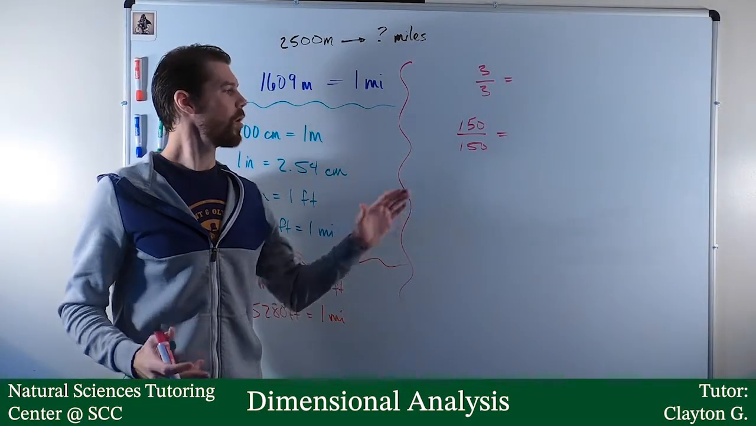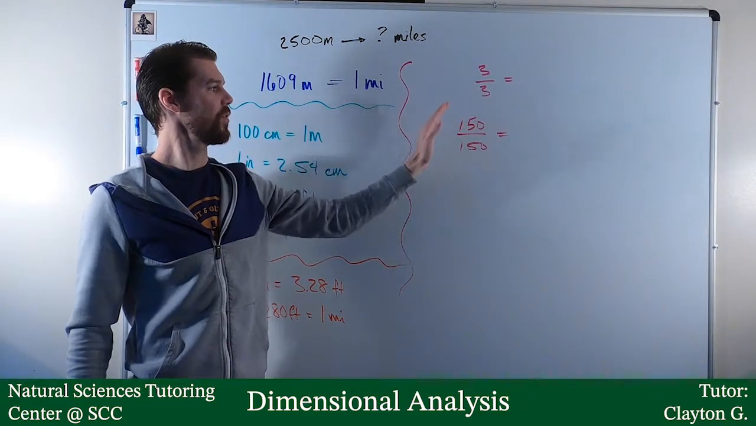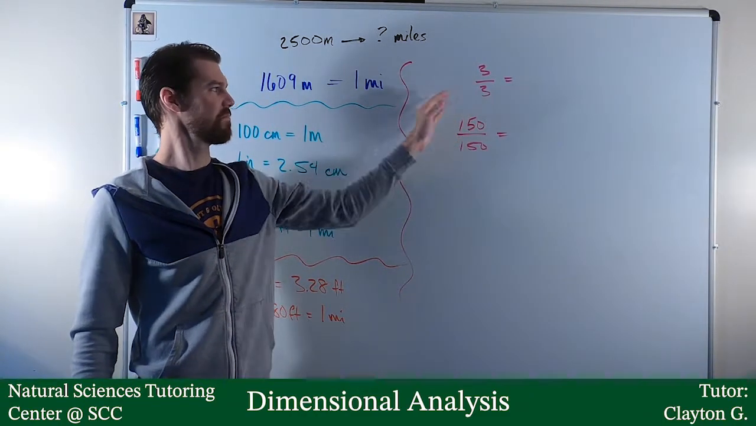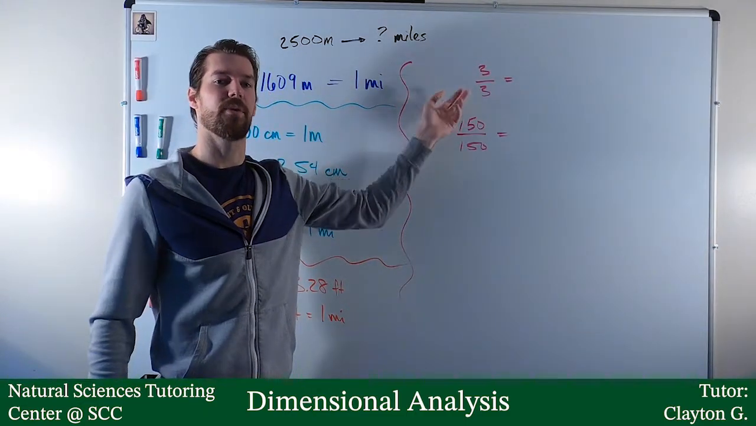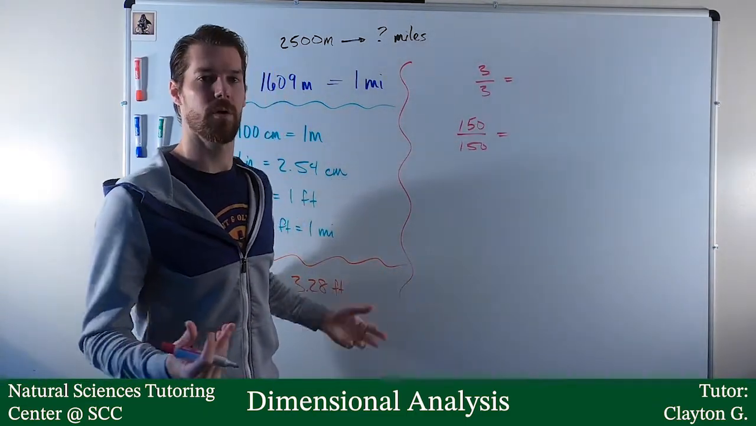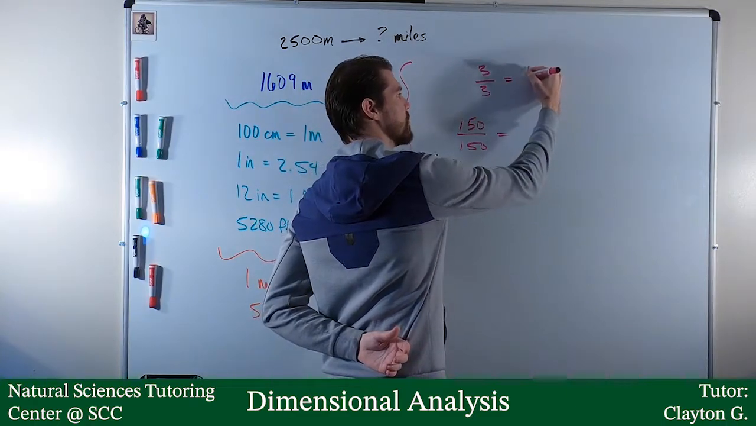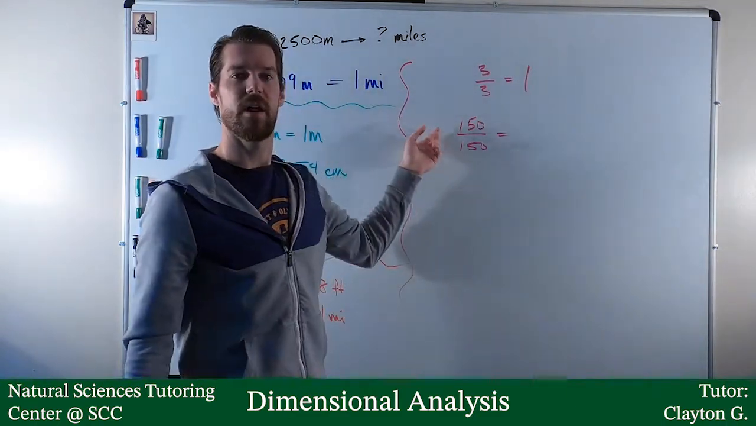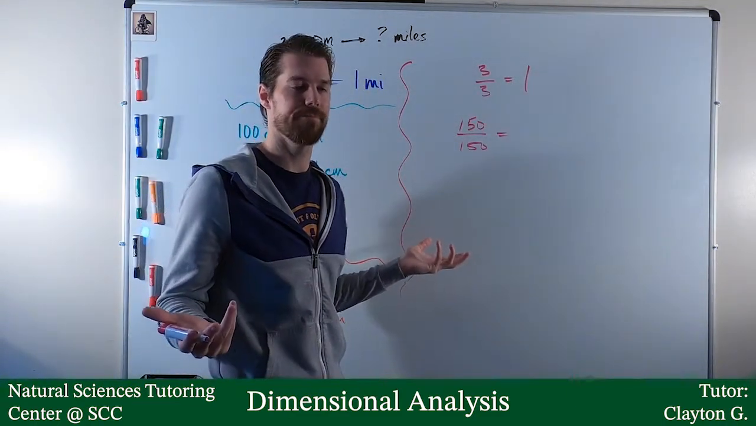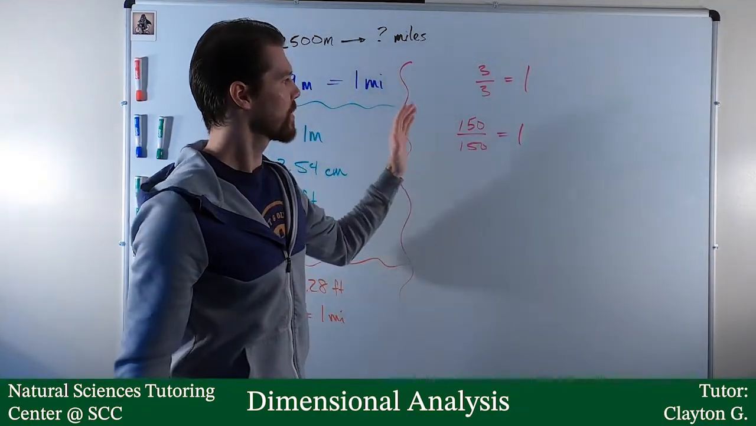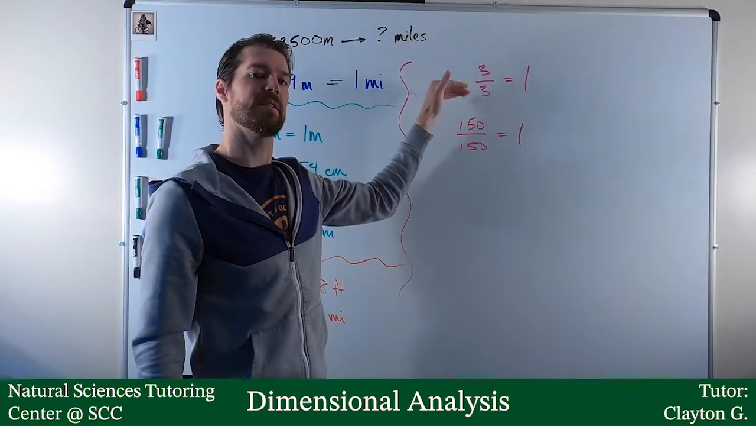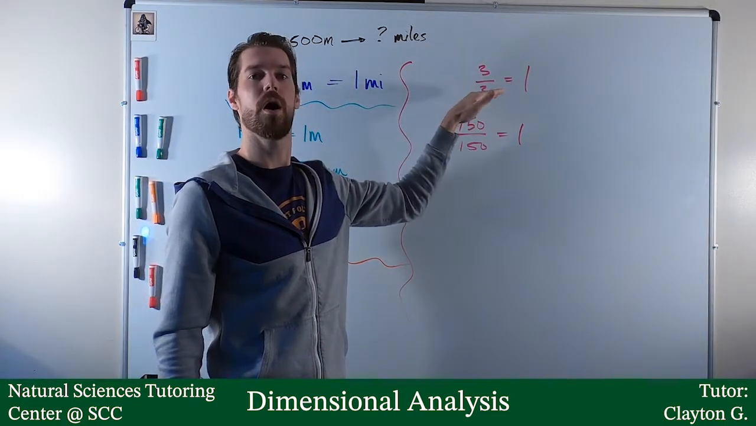Okay, welcome back. So all I've done here is write a few math problems up on the board. What is 3 divided by 3? Obviously, everybody knows 3 divided by 3 is 1. 150 divided by 150, what's that? Again, we know that's 1. All right, so why are we talking about this? Anything divided by itself is 1.